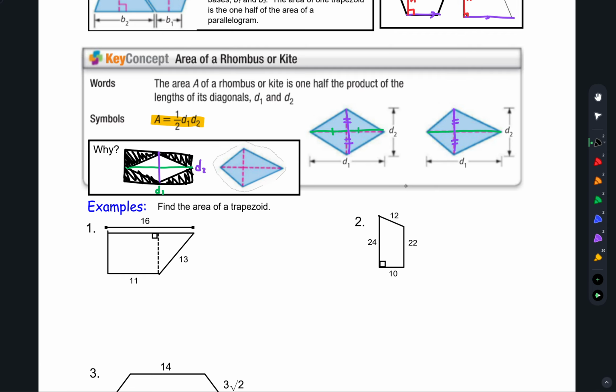Questions on these two formulas? Make sure your little half sheet, your blue sheet, is filled in with those two new ones. And then we're going to move on to these examples.